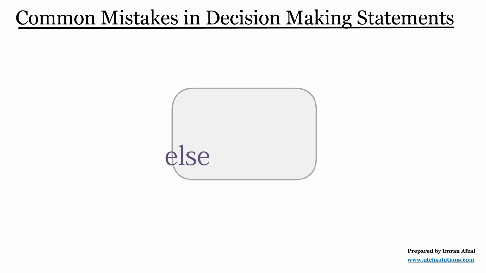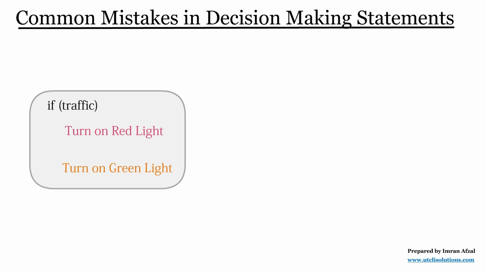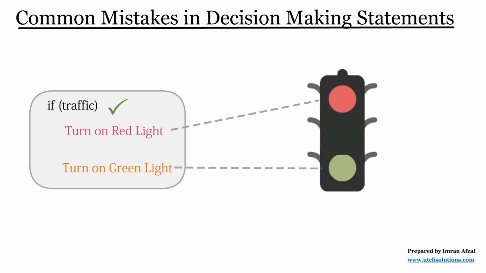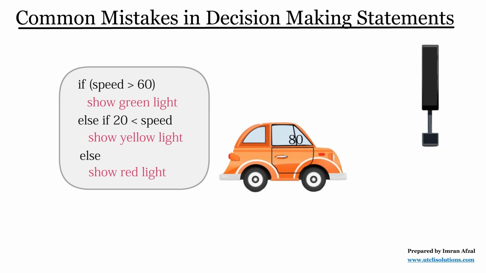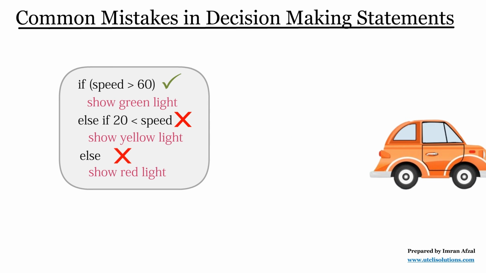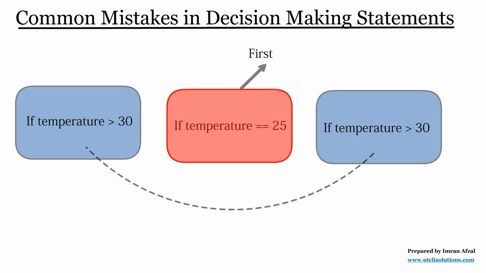The else statement must always follow an if. Using it alone or in the wrong place will cause errors. Some beginners also skip using curly braces, which makes it unclear which part of the code belongs to which condition. This can lead to wrong results, especially in longer programs. With else if, only one block will run and the rest will be skipped. Some may write the conditions in the wrong order or repeat the same ones, which causes logic issues.